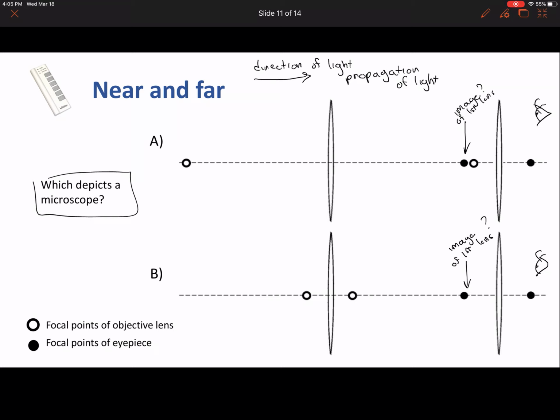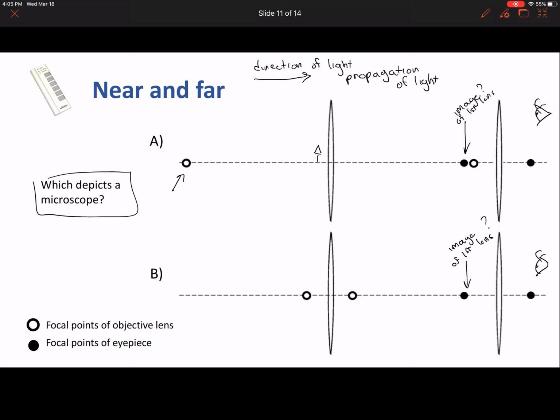Well, what am I doing with a microscope? I'm looking at something that's relatively close. So in case A, if I had an object, say a bacteria or something right here, so here is my item that I'm trying to magnify. Well, first off, we're in a little bit of trouble because we're well within the focal length of our objective lens.